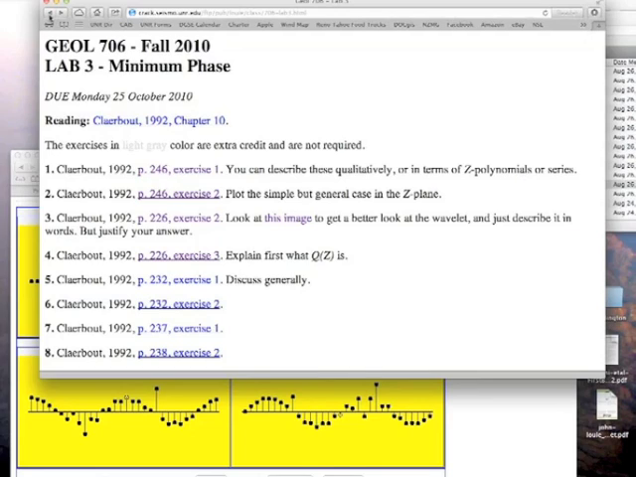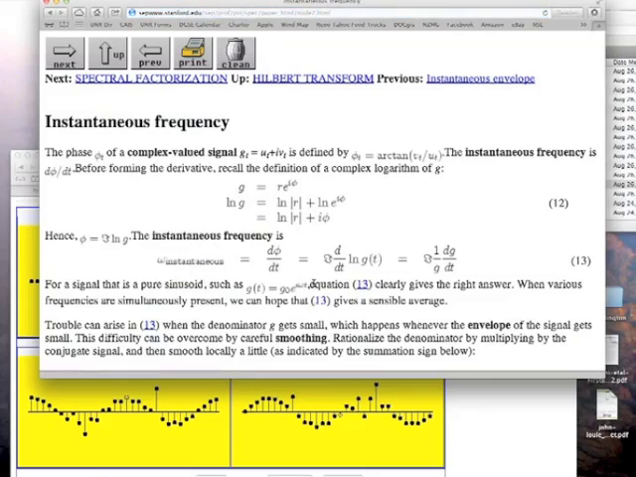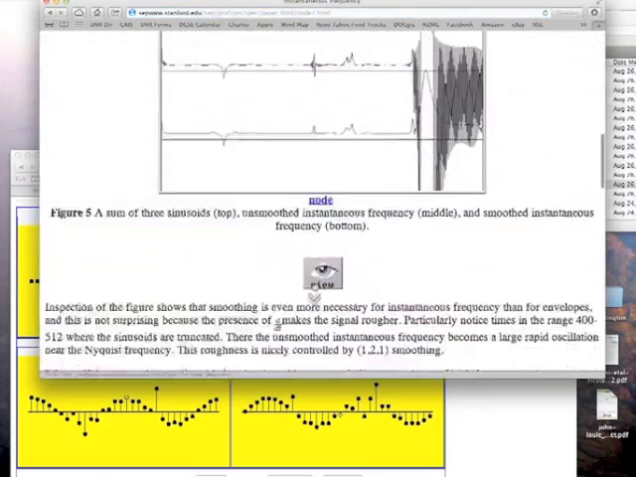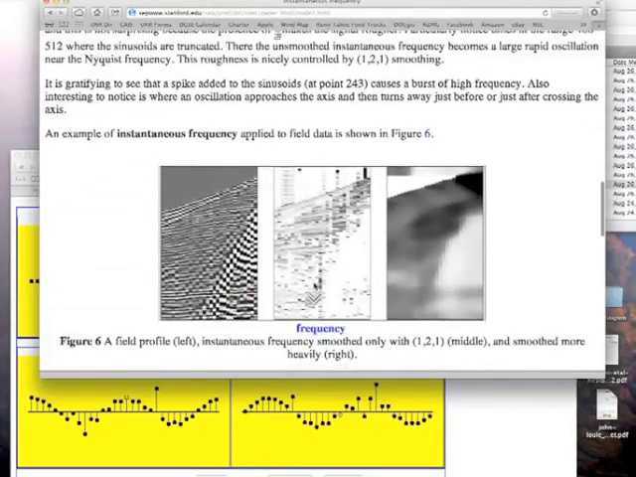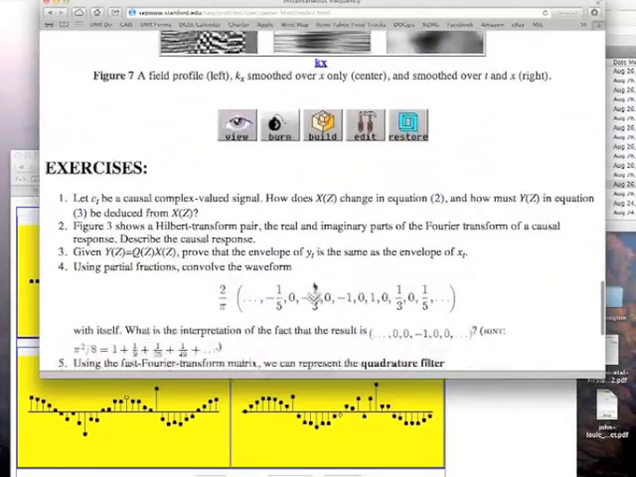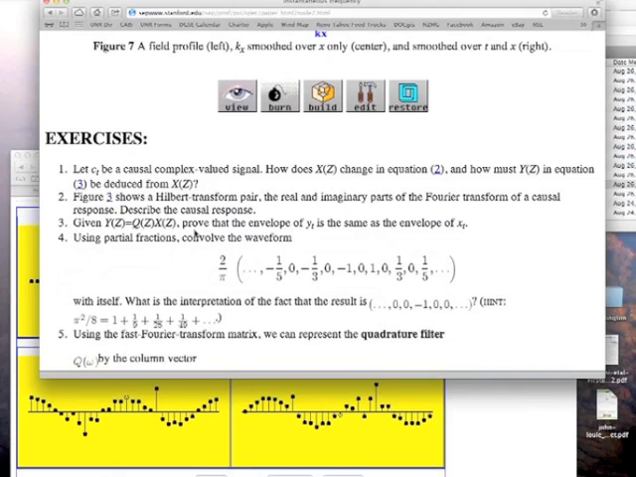What do you want to look at next? Right, I'll give you the hint. Explain first what Q of Z is. Which is the quadrature. Right, it's a phase shift. Right, 90 degree phase shift, as if it was differentiating.